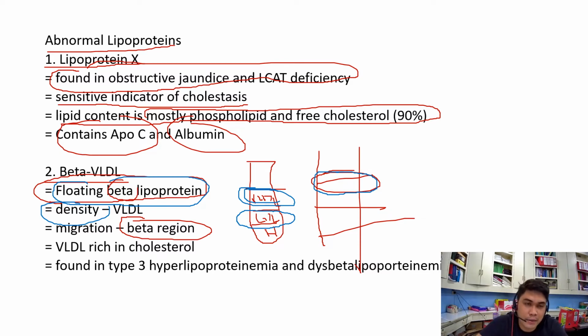The characteristic of beta VLDL is that it's a VLDL rich in cholesterol, and it's usually found in type 3 hyperlipoproteinemia and beta lipoproteinemia. Later we'll discuss the different types of lipoprotein abnormalities. Beta VLDL is usually formed if there's abnormal IDL catabolism, or a problem with the conversion of IDL to LDL. Or if there's an increased concentration of IDL, that's the cause of beta VLDL formation.